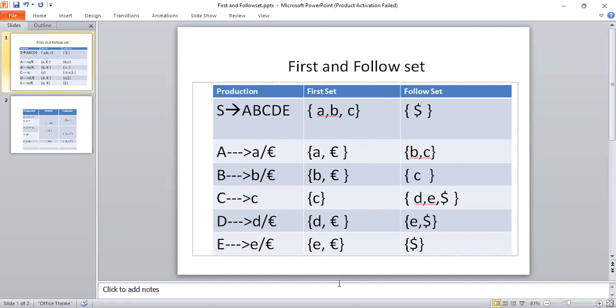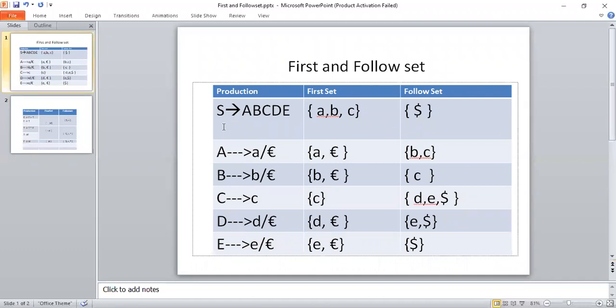Today I'm explaining first and follow sets. This is a very important topic in the compiler design subject for constructing LR parsers. Before going to the parser, first of all we discuss what first and follow sets are. For any productions, we'll discuss how to construct the first set and follow set with one example.